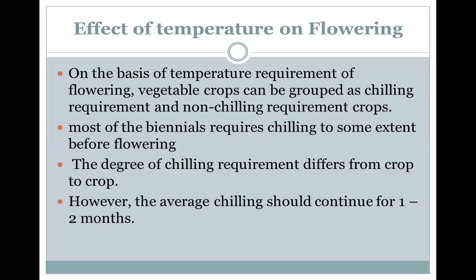So biennial crops require chilling so that their dormancy can be broken, because these biennial crops enter into the dormancy phase. Dormancy is broken by providing lower temperatures, by providing vernalization, you can say. The degree of chilling requirement differs from crop to crop. However, average chilling should continue for 1 to 2 months, right? So chilling requirement or vernalization continues for 1 to 2 months to induce flowering in biennial crops.